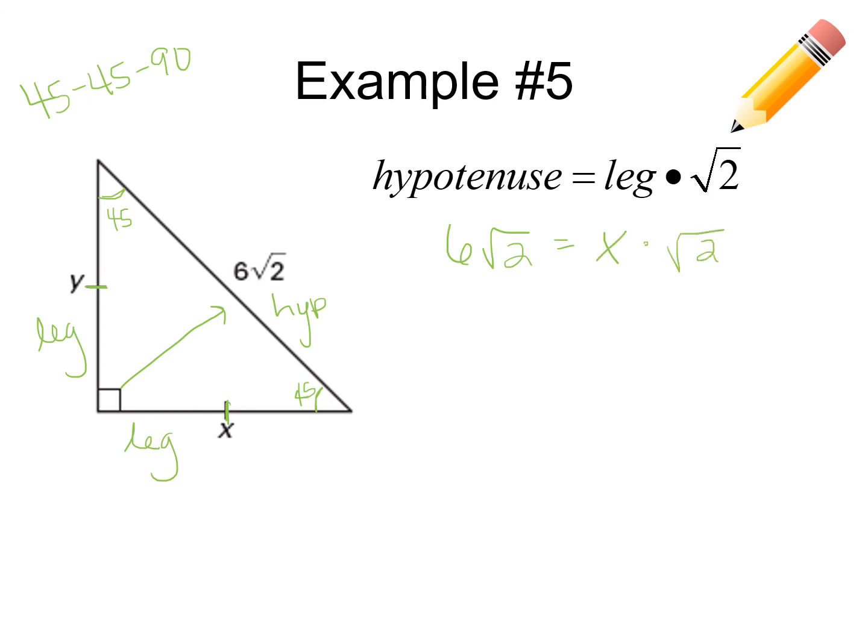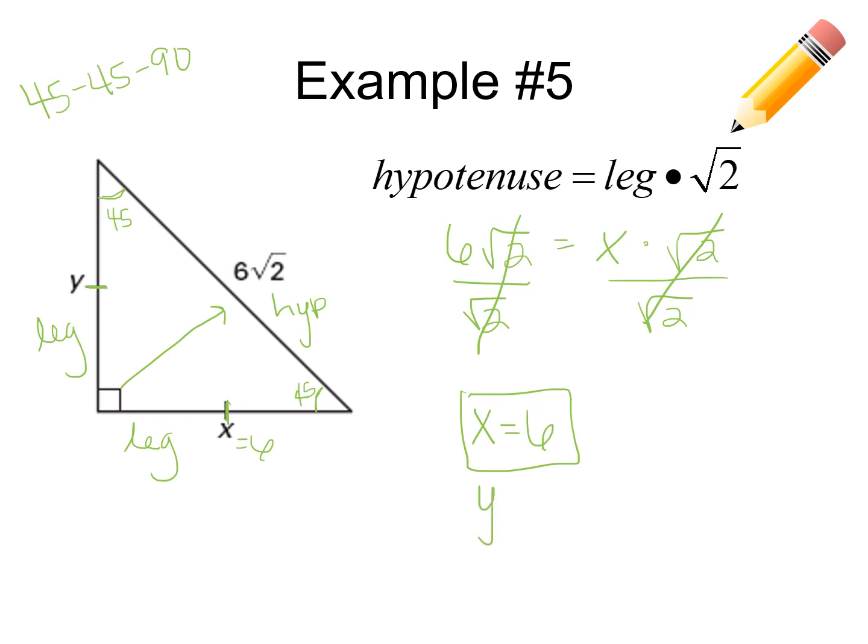Again, I can't multiply here, but I'm trying to get x alone, so I've got to do reverse PEMDAS to help me solve. To get rid of that multiplication by root 2, I'm going to have to divide by root 2. So divide both sides by root 2. If you notice here, those root 2's on both sides are going to end up canceling. So I'm going to get x equals 6. Now that I know that x equals 6, since it's an isosceles triangle, x is congruent to y, so we also know that y equals 6.